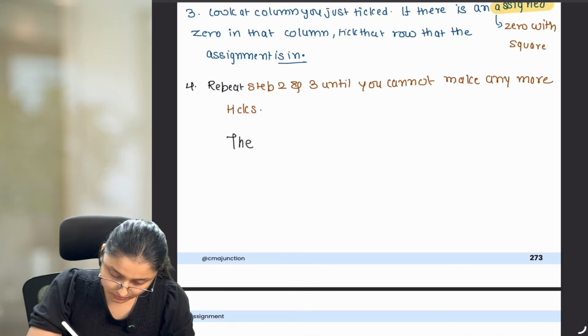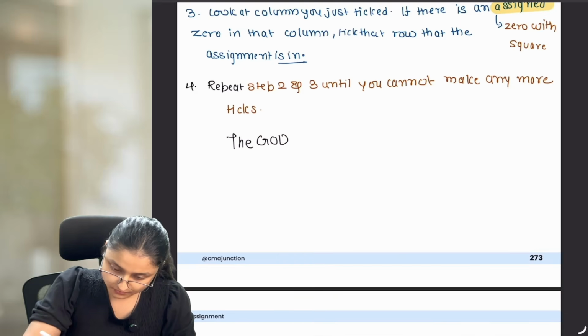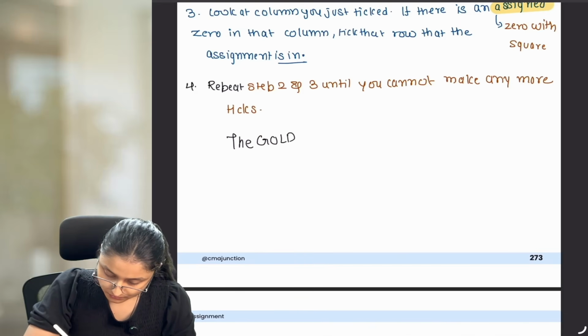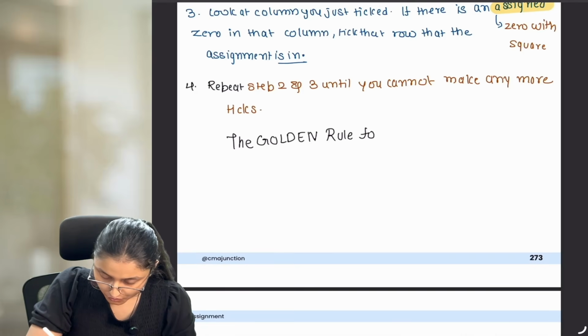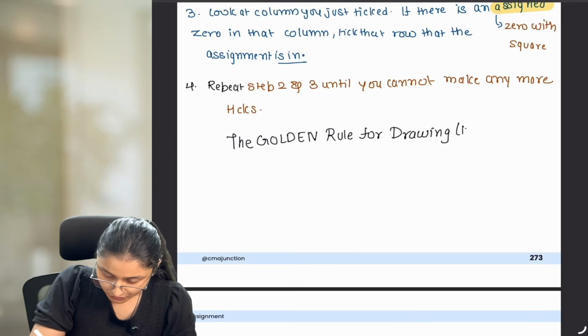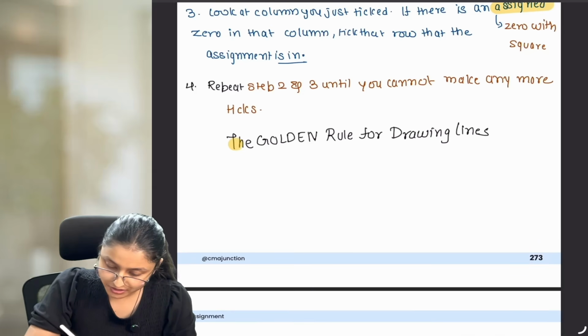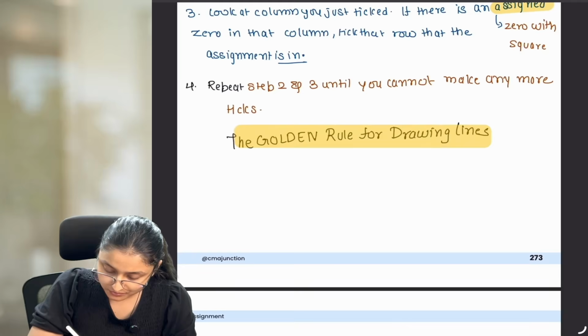Now, after this, let's see what happens next. Next is the golden rule for drawing lines. After following these 4 steps, there is a golden rule for drawing lines. What is that golden rule?